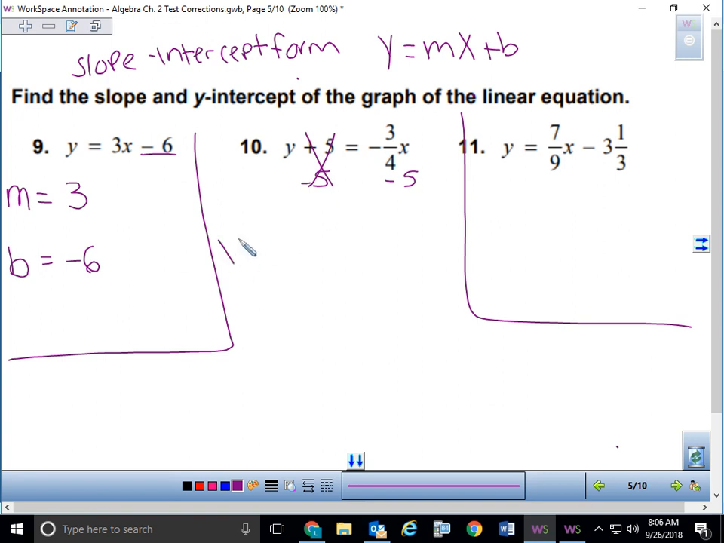Saw people not do this. We have y equals -3/4 x, which does not change. It's still there and cannot be combined with -5. They are not like terms. And then -5 over here just hangs out.